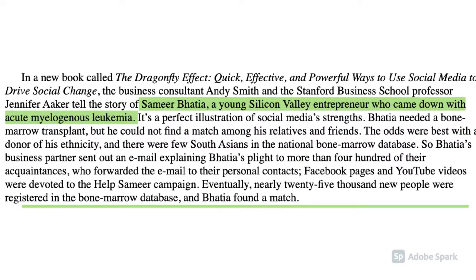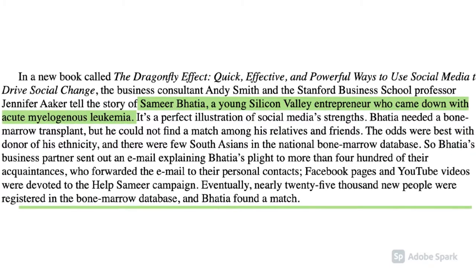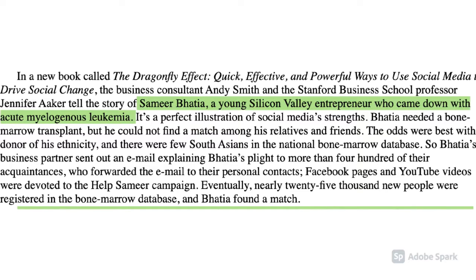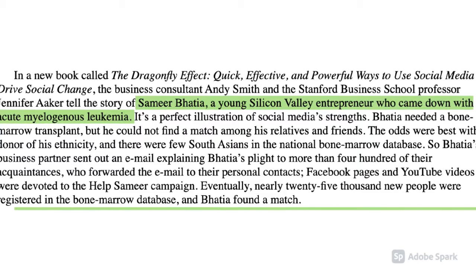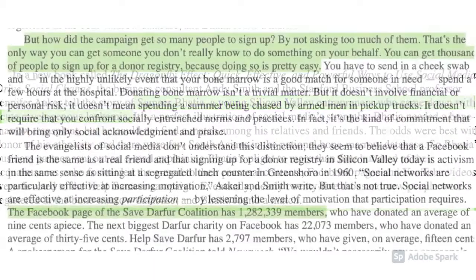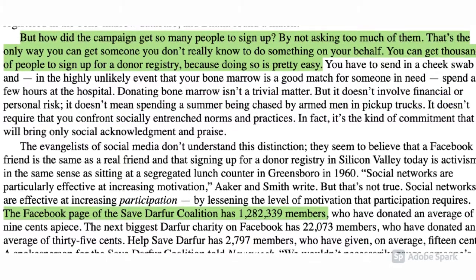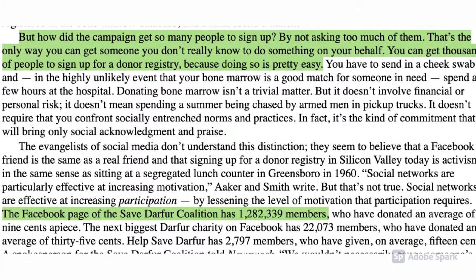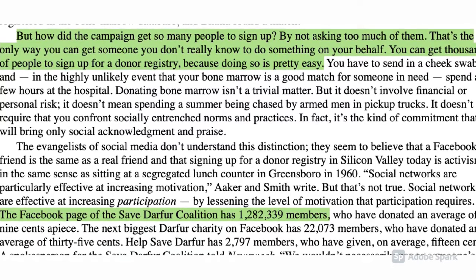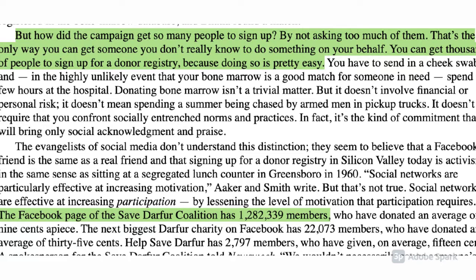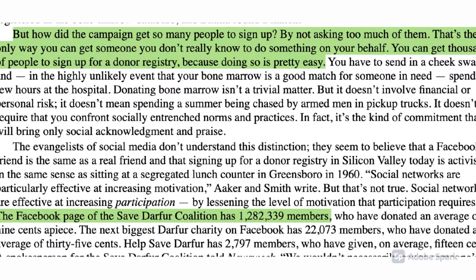Paragraphs 17 and 18 introduce an example to illustrate the term weak tie. Samir Bhatia, a young Silicon Valley entrepreneur, sets up a Facebook campaign in order to get people to sign up for a donor registry. In paragraph 19, Gladwell continues with the definition example pattern, providing the example of the Save Darfur Facebook page as an example of weak tie activism. He claims it's easy to get over 1 million members to sign up for something when you're not asking them to do very much. This example helps to illustrate the term further.